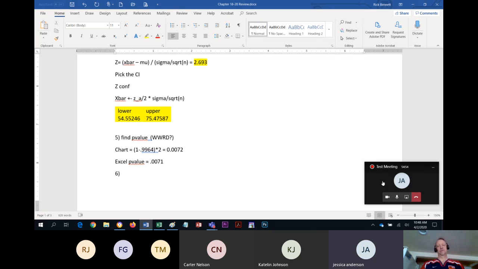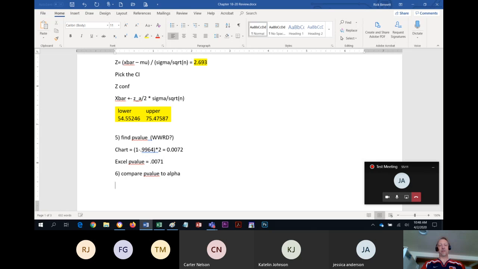It would be not significant because it's less than alpha. Is that what we're doing? So we need to compare to alpha. Okay, so we're comparing our p-value to the alpha. And then step 7 was reject or not. And you say? Reject. Reject the null. Okay.